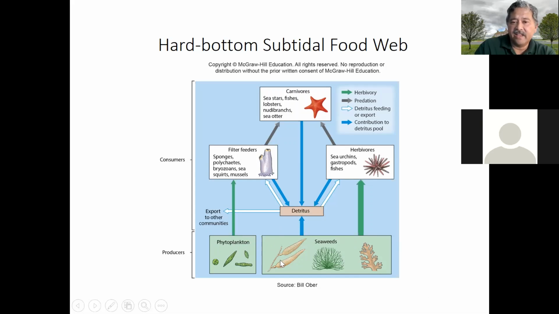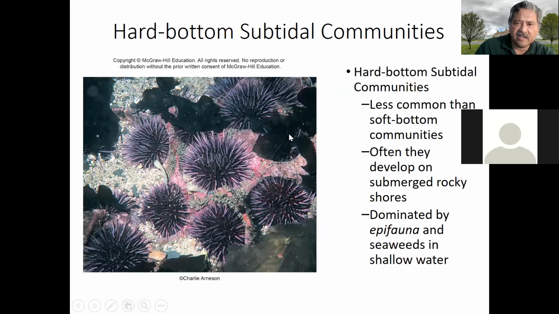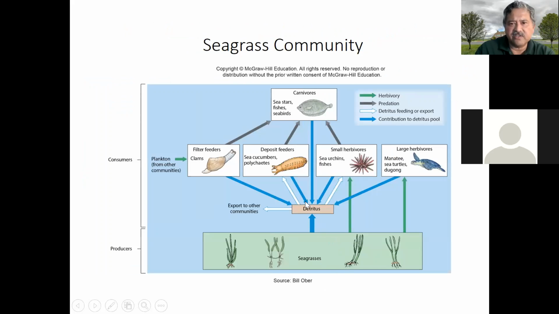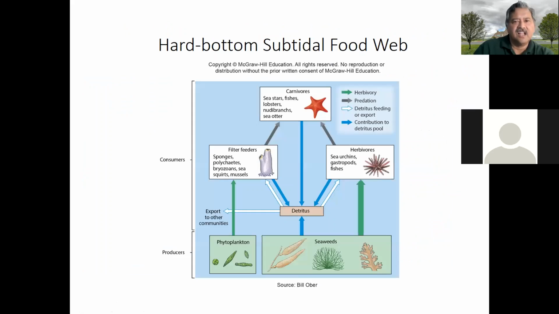And these are growing, and filter feeders will filter out all the plankton. Herbivores will feed off of these seaweeds, but everything dies off and becomes part of the detritus cycle, as you can see right there. And then other organisms can benefit because they feed off the detritus, or they feed off organisms that can access the detritus pool once again. So that's the hard bottom subtidal food web right there.